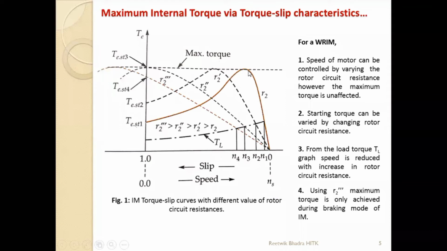Now at this point, the maximum torque is constant because it is independent of your R2, as we just discussed. So if you change the resistance, the maximum torque remains constant. But the slip at which maximum torque occurs is directly proportional to R2, so as you increase the R2 value, it will go on increasing. Slip is increasing from 0 to 1 from right to left. So the slip at which maximum torque occurs is first at this point.